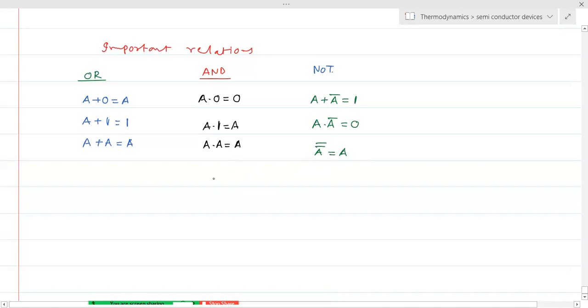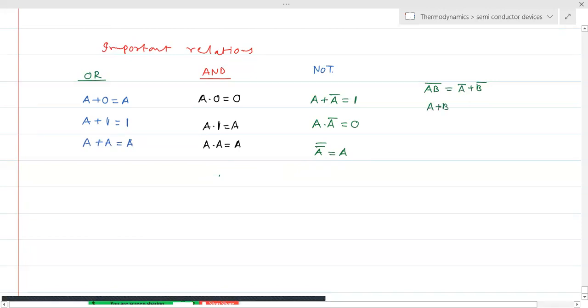In addition to this, just now we have taken the De Morgan laws. These two laws also are important. (A dot B) bar equivalent to A bar plus B bar, and (A plus B) whole bar equivalent to A bar dot B bar.